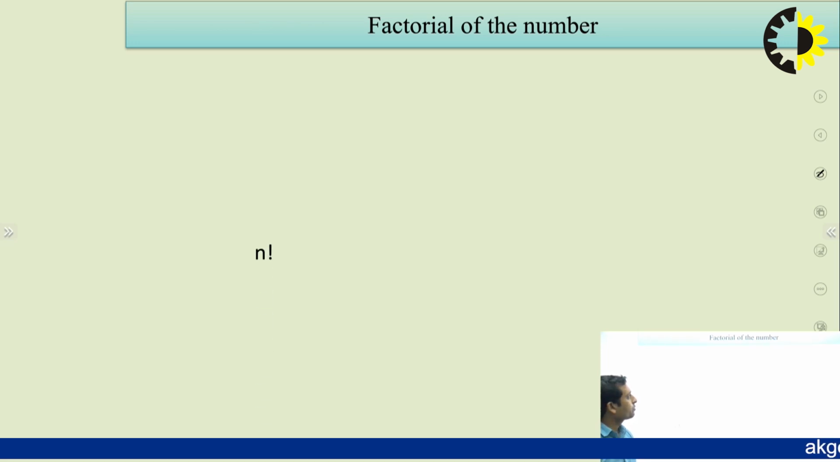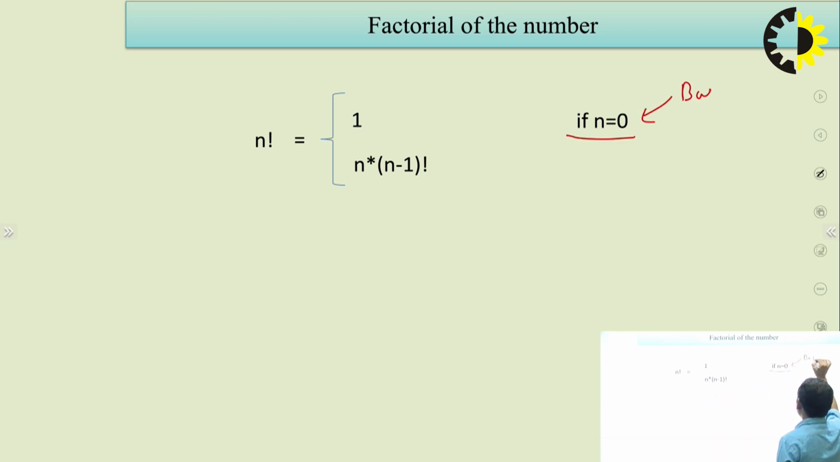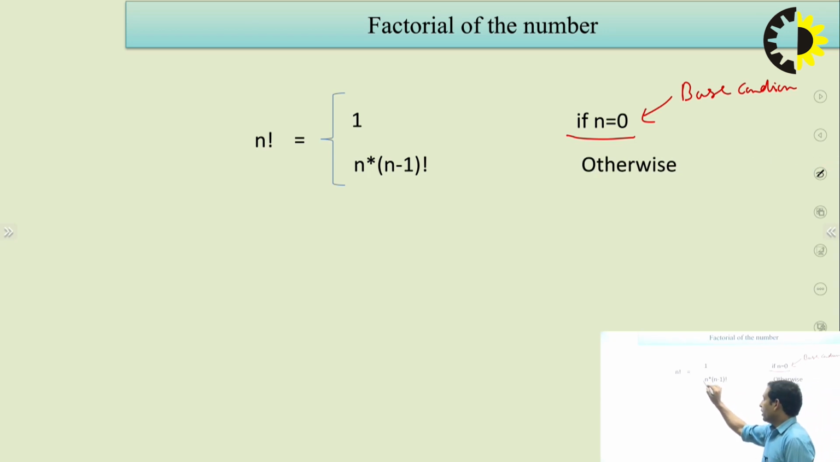Now, factorial of the number. How to implement the factorial of the number in programming? As we have seen already, factorial of n equals 1 when n equals 0. This is known as the base condition or termination condition, and factorial of n equals n into factorial of n minus 1 otherwise.